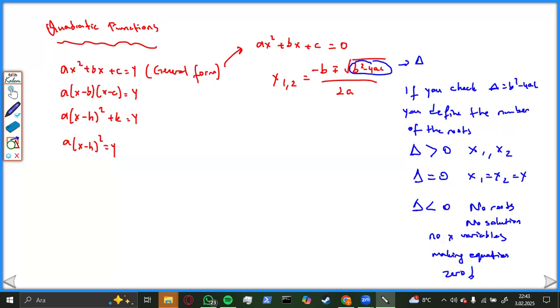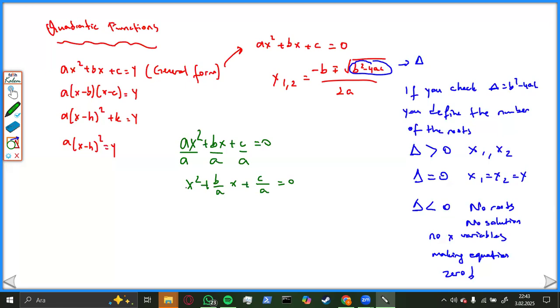Yes, let me show you some other details about it. Assume that our equation is ax squared plus bx plus c equals 0. You can also write that equation after simplification by dividing by a, like this: x squared plus b over a times x plus c over a. Still, this is the same quadratic function. No problem with it.